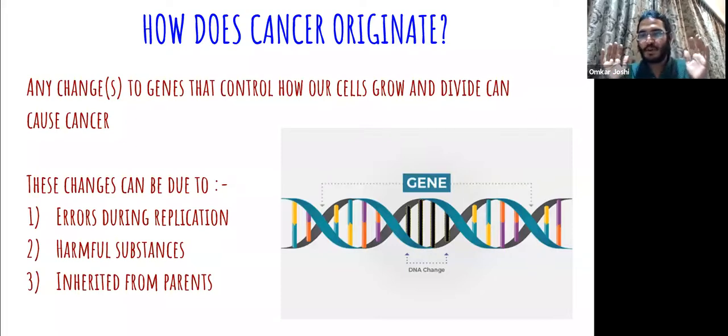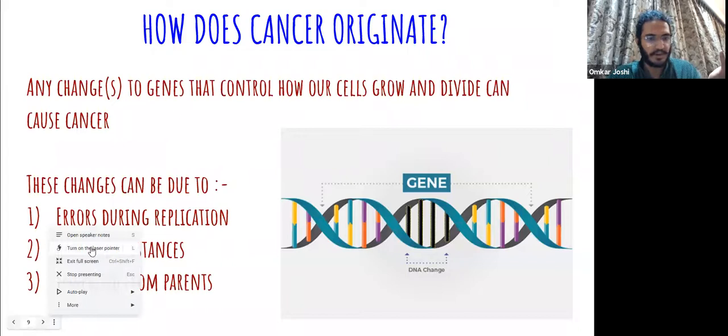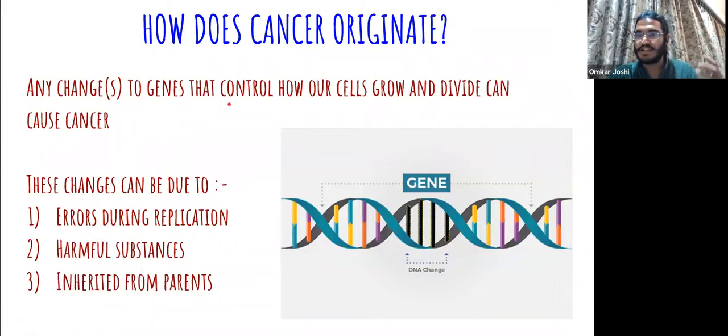So now I've been talking a lot about these signals and how cancer cells will keep growing and not respond to anything, and how their DNA is really damaged. The question then is, before coming to what genes, what can cause this sort of damage to the DNA? Any change to a gene that dysregulates or inhibits or changes the way our cells grow and divide can cause cancer. So any change to a gene that controls how our cells grow and divide will cause cancer.